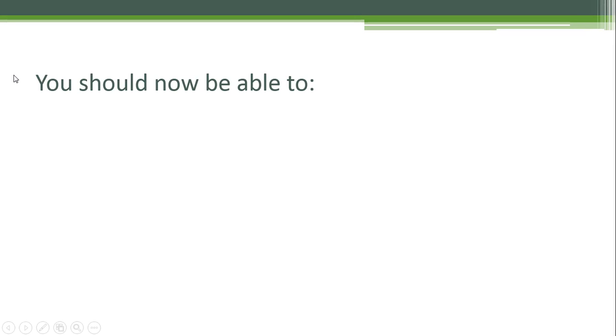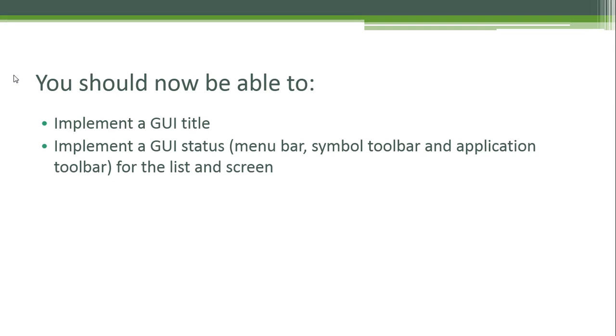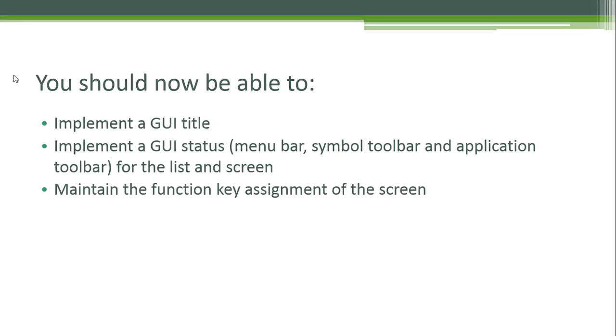For now, you should now be able to implement a GUI title, implement a GUI status with menu bars, symbol toolbar, an application toolbar for the list and screen, and maintain the function key assignment of the screen.